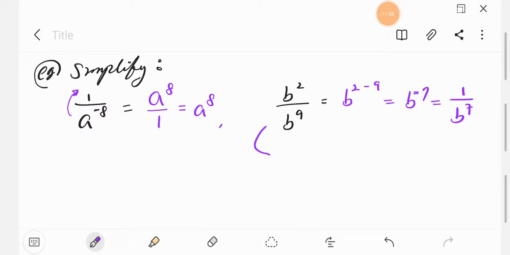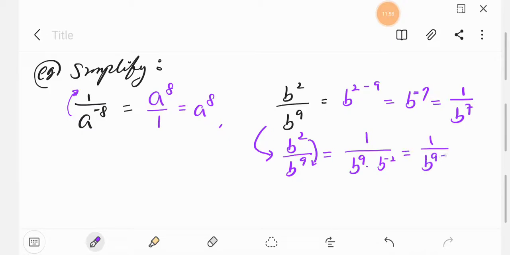Or can we do it this way? b squared over b to the 9th power. What happens if you move this to the denominator? So b squared moved to the denominator, then isn't it b to the negative 2, right? So 1 over b to the 9 minus 2. So 1 over b to the 7th power. Still the same thing. So whenever you move an exponential form, change the sign of the exponent.